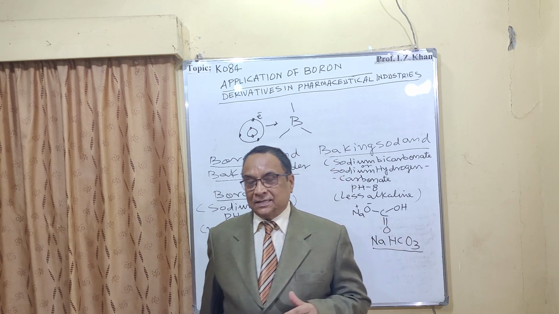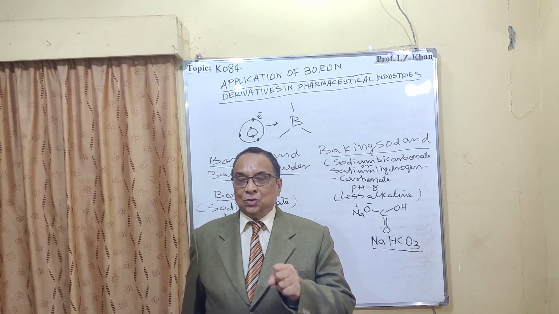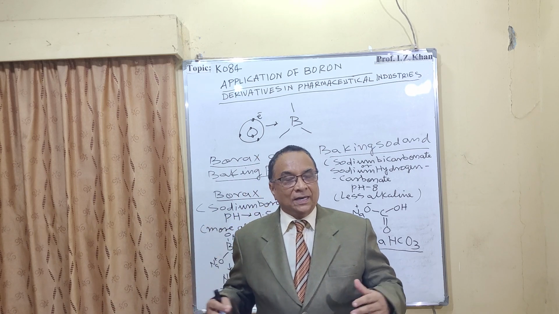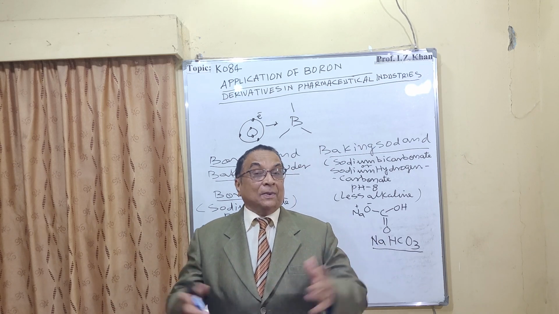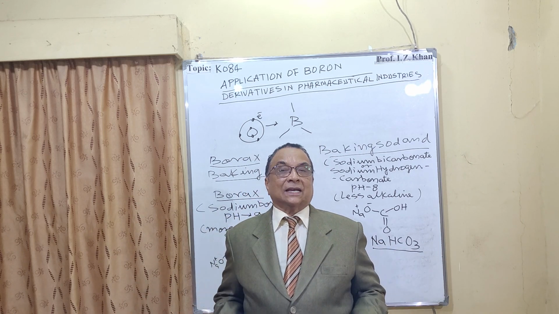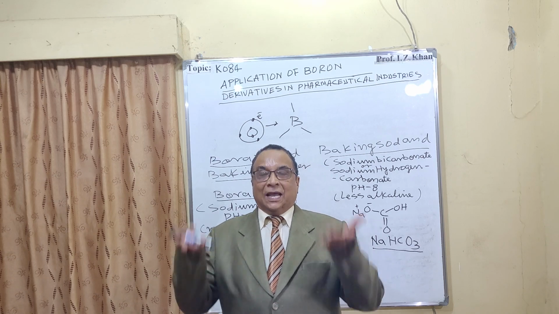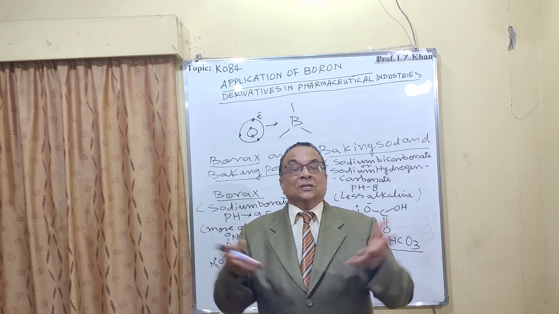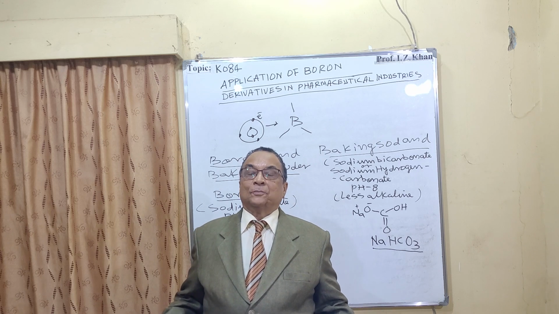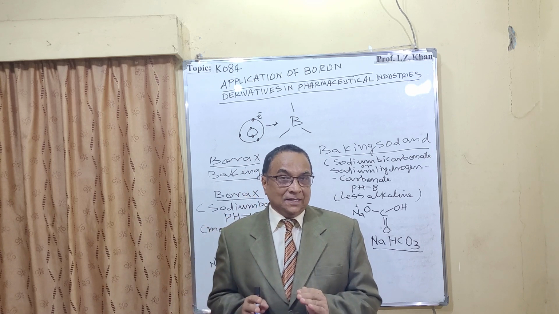So with that acid substance, once it is used to bake, it will react and there will be production of carbon dioxide gas, and that carbon dioxide gas, once it is produced, will help in baking and a spongy mass will be produced. That is the difference.